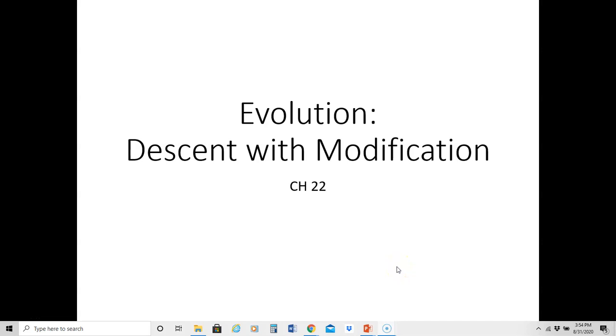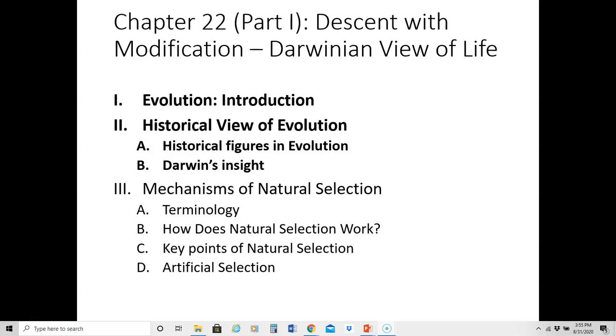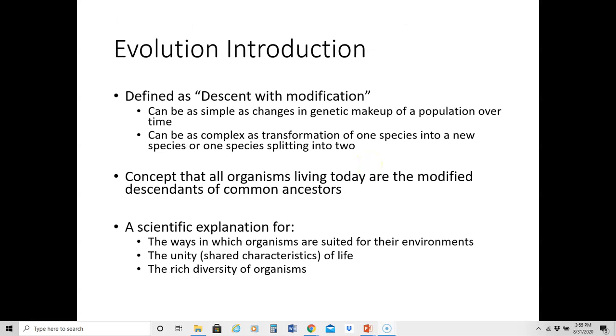In Chapter 22, we're going to discuss evolution. The way your book describes it is defined as descent with modification. First, we're going to have an introduction to the idea of evolution, and then we're going to look at a historical view of evolution, including Darwin and many of the scientists who influenced his thought.